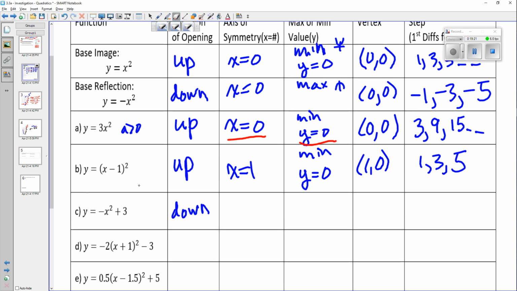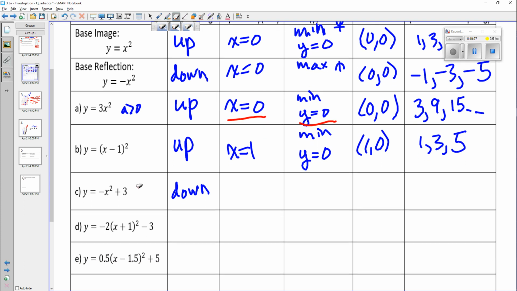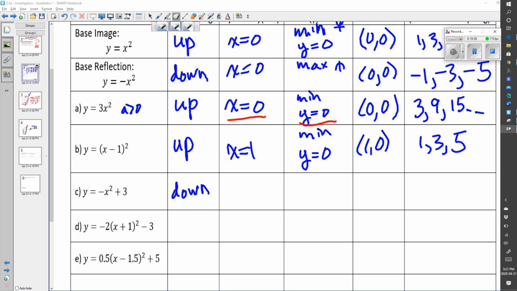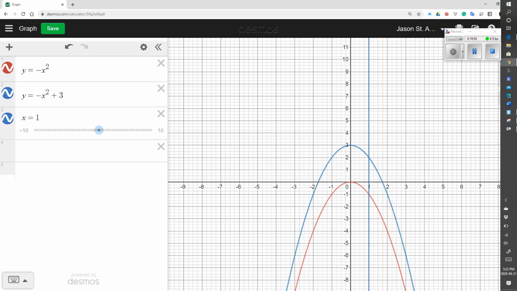So part of the problem asks us to tell us what the axis of symmetry is. The axis of symmetry, if it's only moved down, that means our x value is our axis of symmetry is still going to be x equals 0. So let's graph it in Desmos. So our graph has opened down, for y equals negative x squared, but the plus 3 has moved all of the points up.